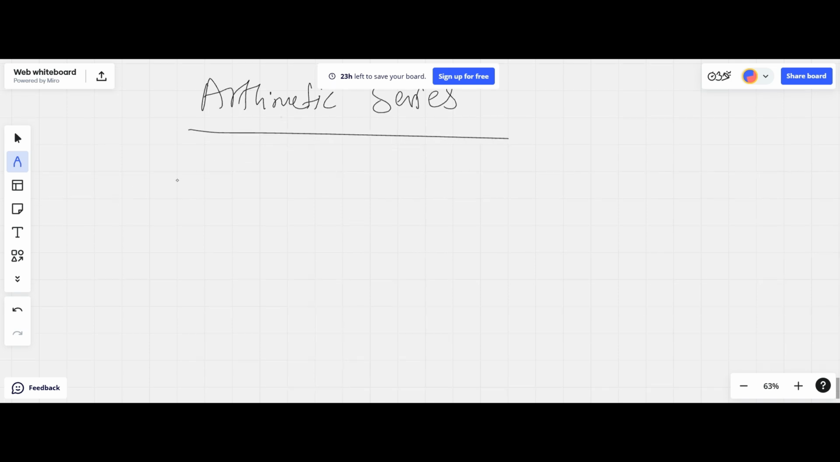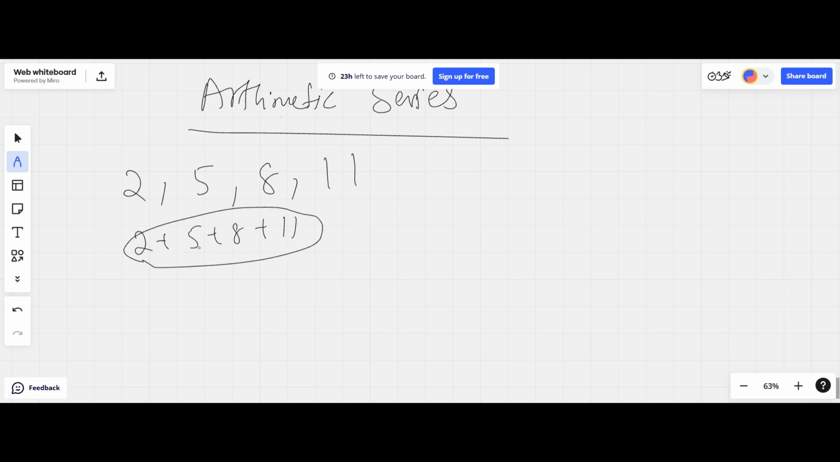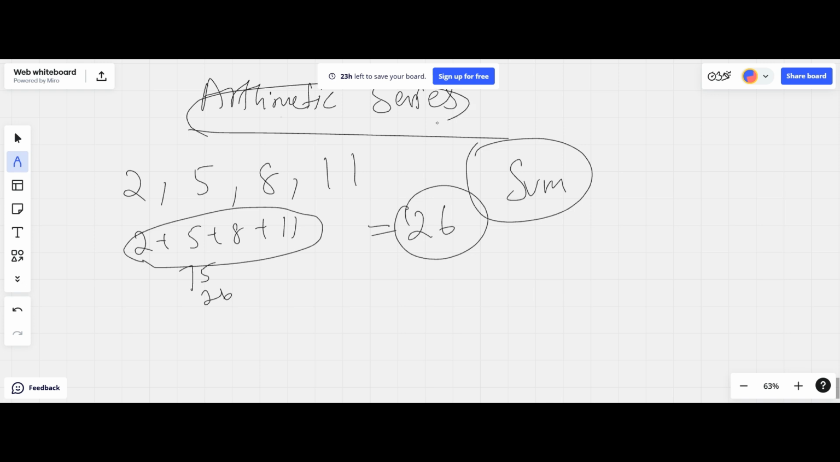Let's write a sequence: 2, 5, 8, 11. This is an arithmetic sequence. A series means you have to add it: 2 plus 5 plus 8 plus 11. If you add these four terms, 2 plus 5 is 7, 7 plus 8 is 15, 15 plus 11 would be 26. So the sum, the addition, of all terms in this sequence is 26. This is called an arithmetic series.